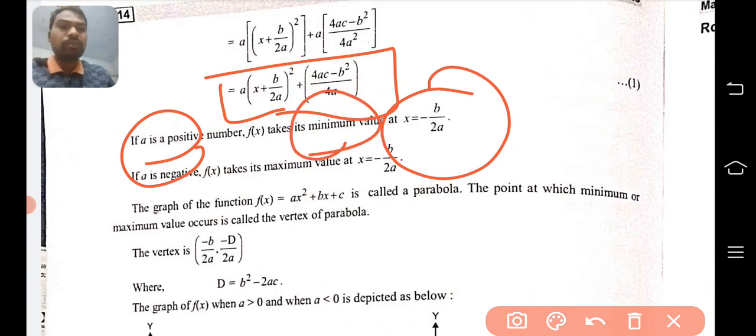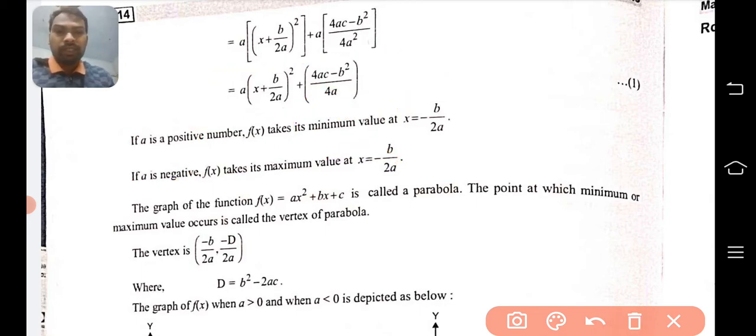And what should be that minimum value? At x equal to minus b divided by 2a. If you take x equal to minus b divided by 2a, then we should get a minimum value of this function if a is positive. Clear?